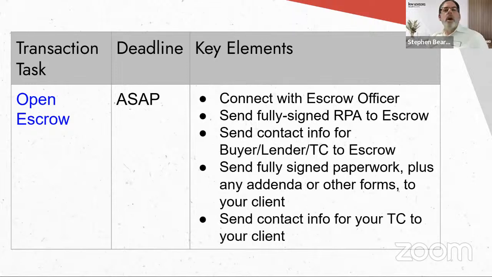Yeah. You're going to send the contract. RPA stands for Residential Purchase Agreement. You're going to send that to them, usually as a PDF, all 17 pages. Okay. You're going to send contact information for your buyer, your buyer's lender, and your transaction coordinator, if you use one, to escrow. It's just a simple email. Hi, I'm so happy to be opening an escrow with your office. Attached is a PDF of the contract. My buyer's name and number is this, and their email. My buyer's lender's name and number and email is this. And my transaction coordinator is Judy Smith. I've CC'd her on this email. Right? Very simple. But you've got to do it as soon as possible.